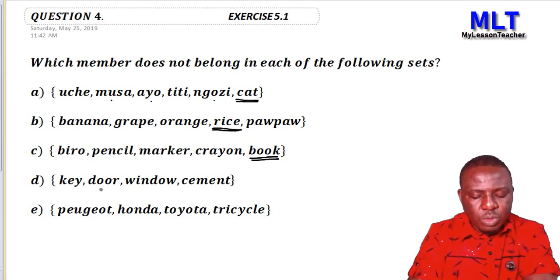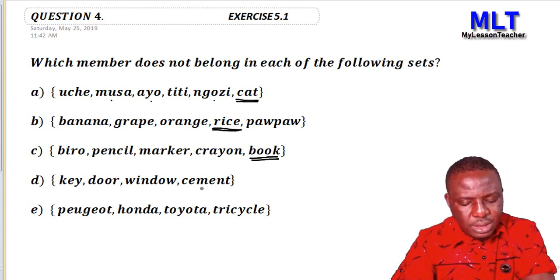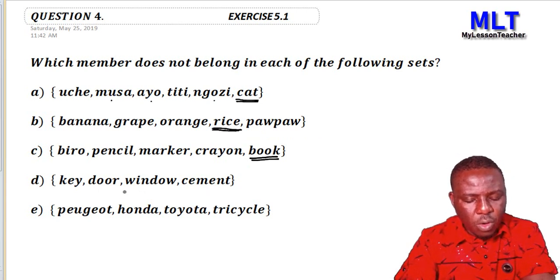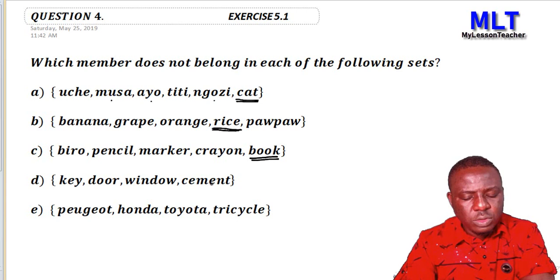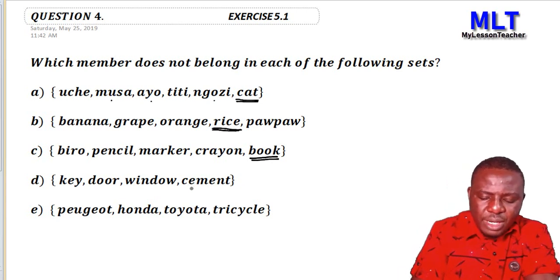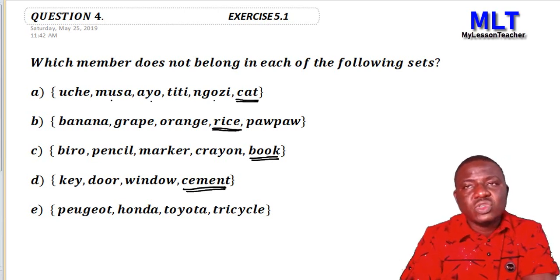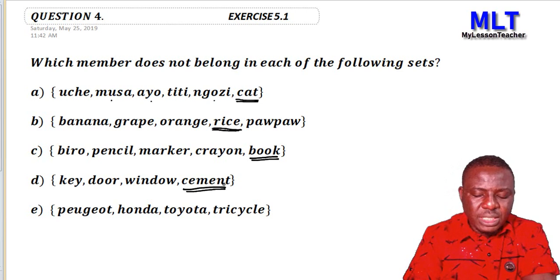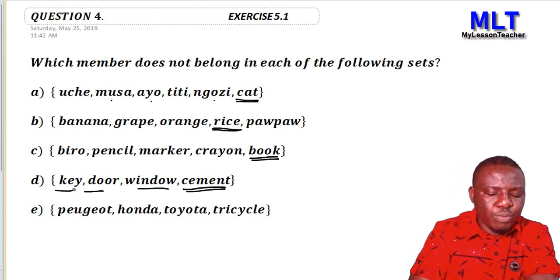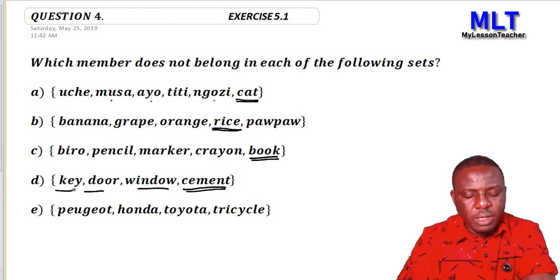We have key, door, window, and cement. Key, door, window, and cement. Which do you think is odd? I feel that cement is odd because cement is a building material, while all these are part of a building. Yeah, but you may have your own reason which may differ from mine.